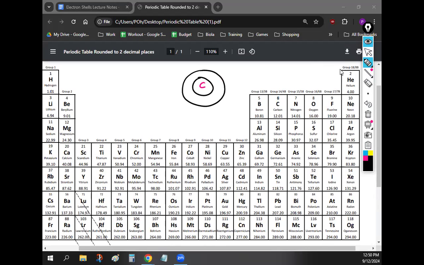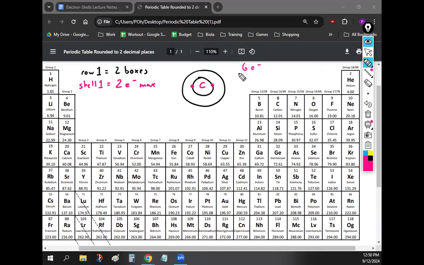If you look at row number 1, how many boxes are in row number 1? 2, good. What that means is we can put a maximum of 2 electrons in the first shell. Since there are 2 boxes in row 1, we can have 2 electrons max. That's the maximum capacity of the first shell. Since carbon has 6 electrons, we're going to draw 2 electrons in the first shell, and now the first shell is completely filled up.